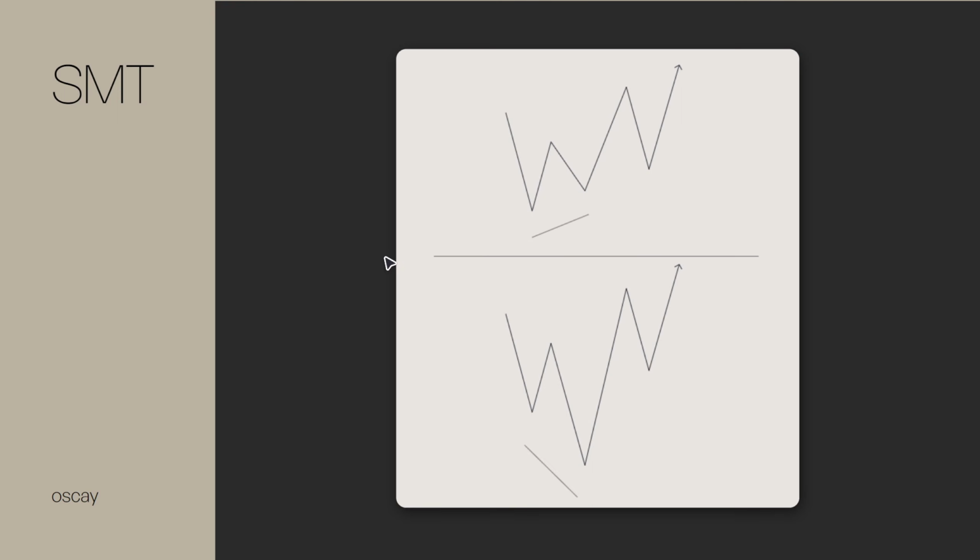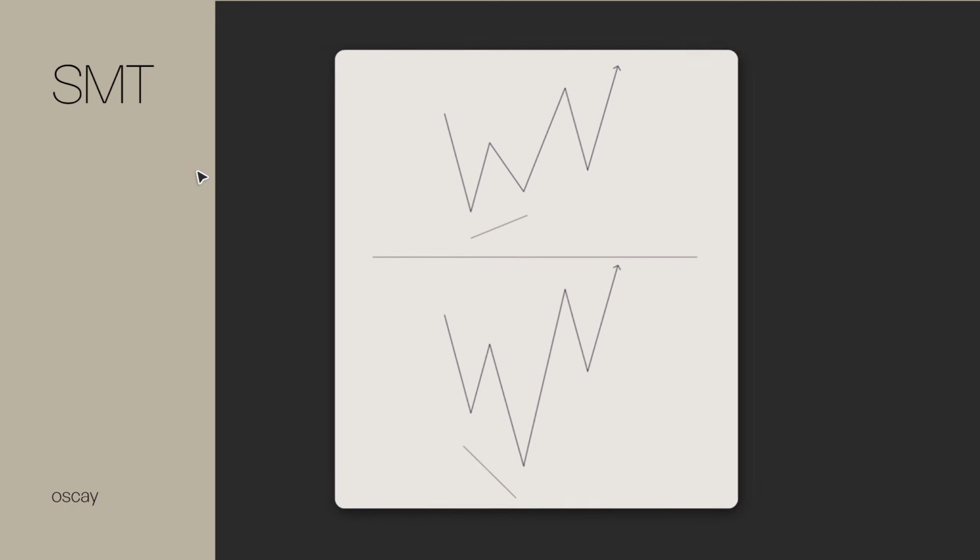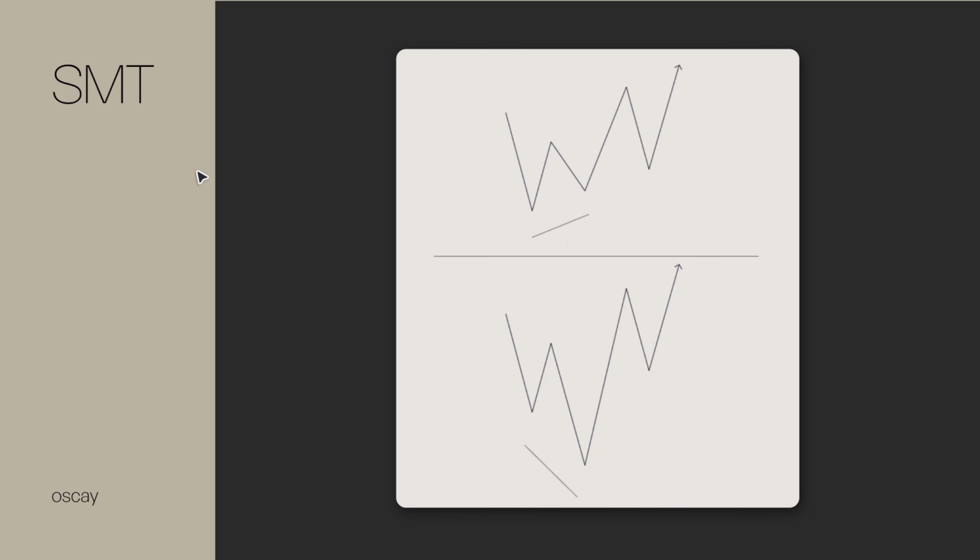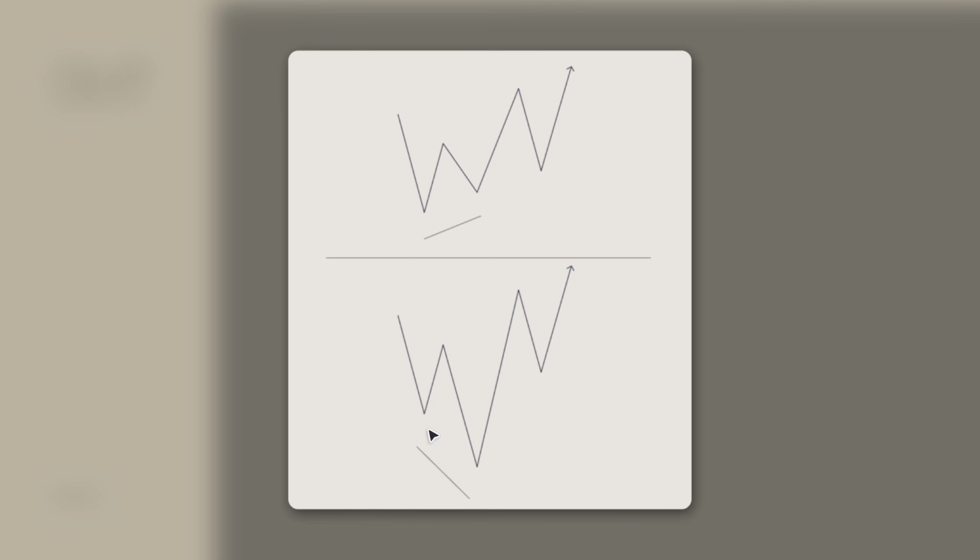All right, now we got into SMT, smart money tool, smart money technique. I don't know whatever it's called, but I just know it's SMT. So let's say we have two correlating pairs that have to move in tandem. When we see one of these pairs raiding, as you can see, we have a low, high, lower low, higher high. That's the unicorn, by the way. So if we have a unicorn, a raid, and we don't have it on the other correlating pair, that means there's something going on, because they should move in tandem.